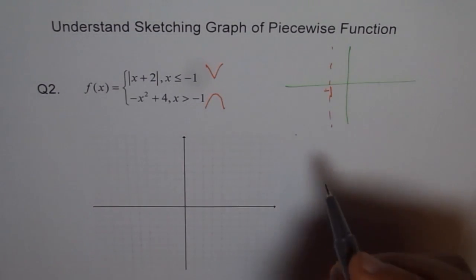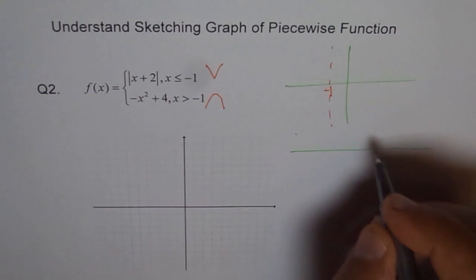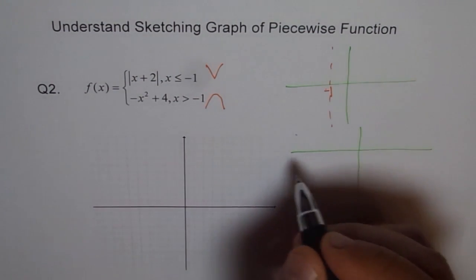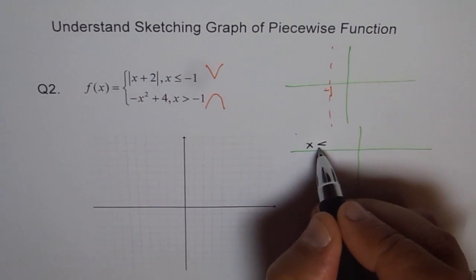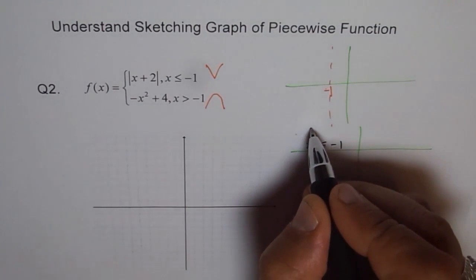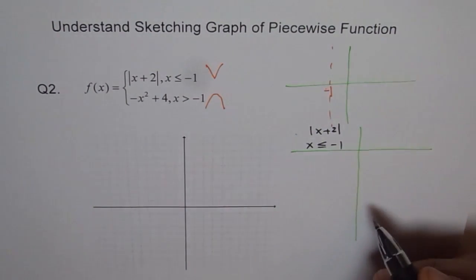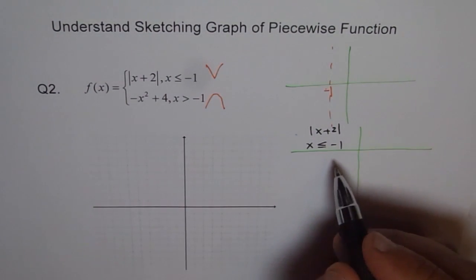So what we will do is we'll try to make a table of values. A table of values gives accuracy to the graph, correct? A sketch means a rough sketch, but it's good to have some table of values so that you can give a good graph, right? So here on the left side we have x less than or equal to -1, and the function before us is the absolute value of x plus 2, right? It is kind of a straight line, so some points will work.